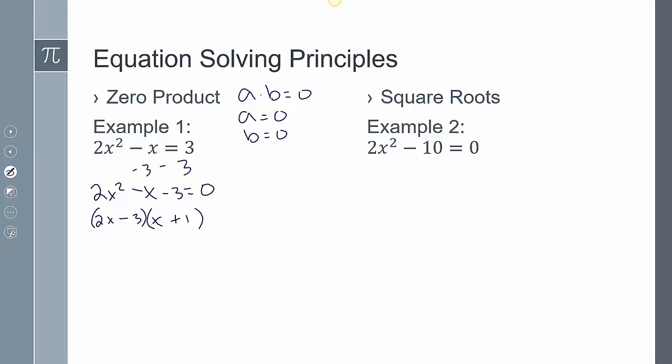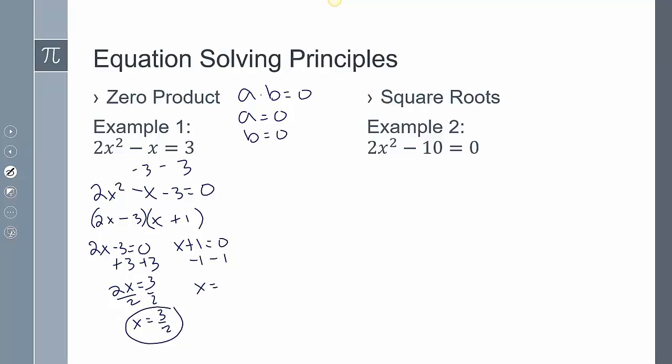And so I can say now that each one of these I set equal to 0, so 2x minus 3 equals 0 and x plus 1 equals 0. So add 3 to both sides, 2x equals 3, divide both sides by 2, x equals 3 halves. And then here subtract 1 on both sides, x equals -1.